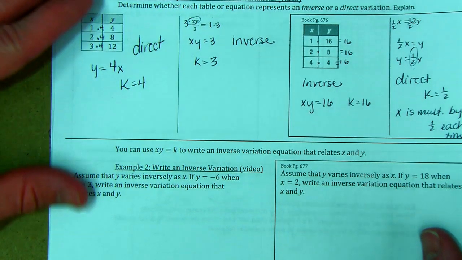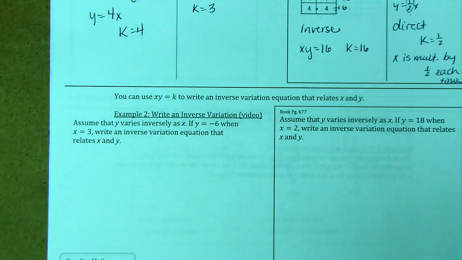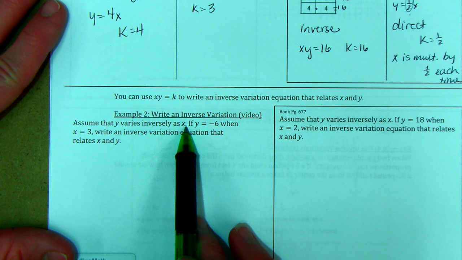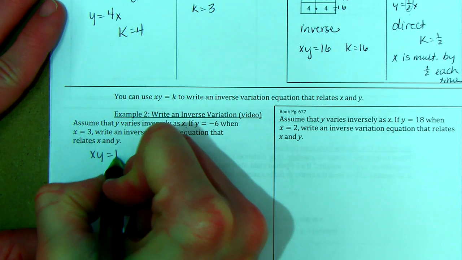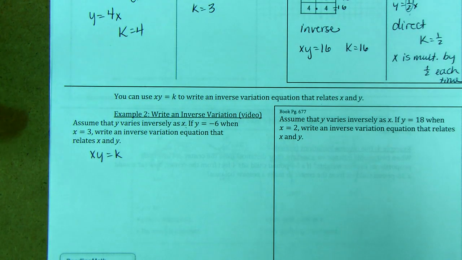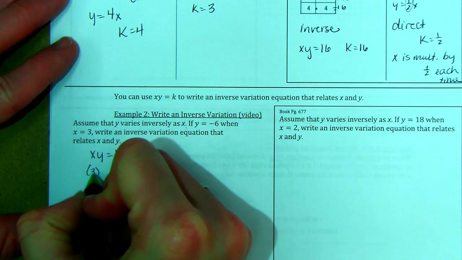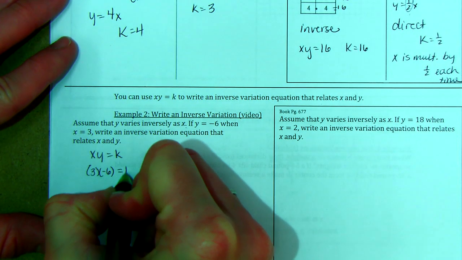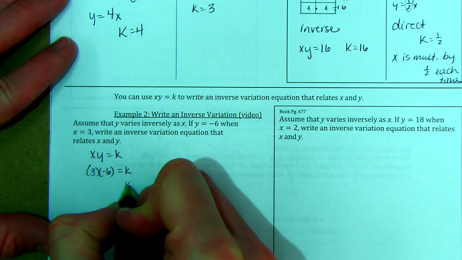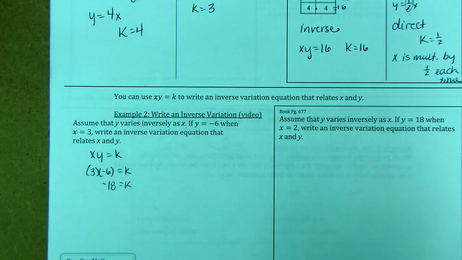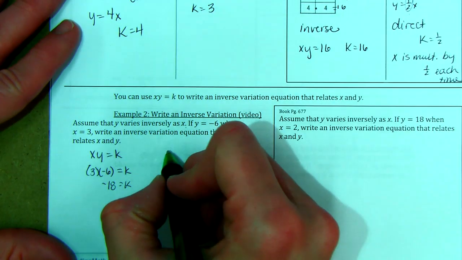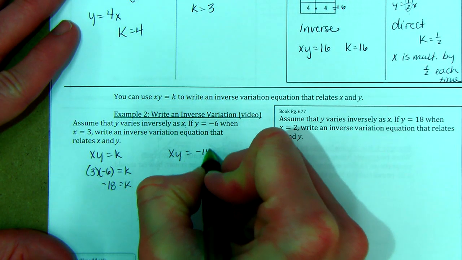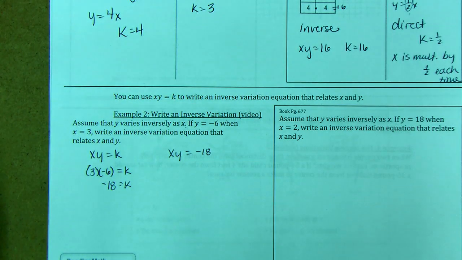So assume that y varies inversely as x. That means x times y is going to give me some constant. Well, then they give me if y is negative 6 when x is 3, so 3 times negative 6 equals my constant. So my constant is negative 18. It says write an inverse variation that relates x to y. Well, right there, I could write this, x times y equals negative 18, or if you want to show it as a division, it would be y equals negative 18 over x. Either one of those is acceptable.